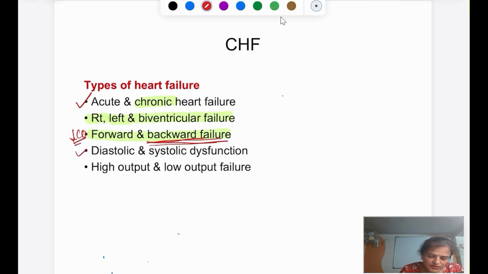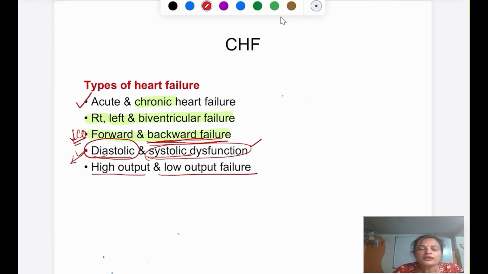Next is diastolic and systolic dysfunction. Systolic dysfunction is where the heart is not able to contract. The heart is not able to pump the blood. That is because of systolic dysfunction. Diastolic is where the heart is not able to relax. So here the end diastolic volume will be less. Then high output and low output failure.